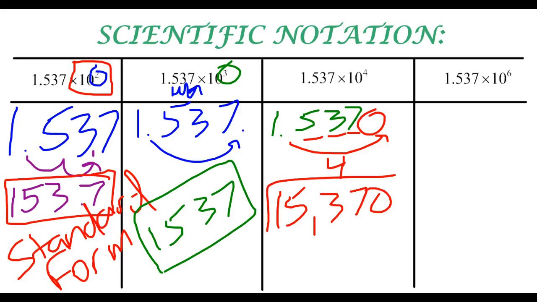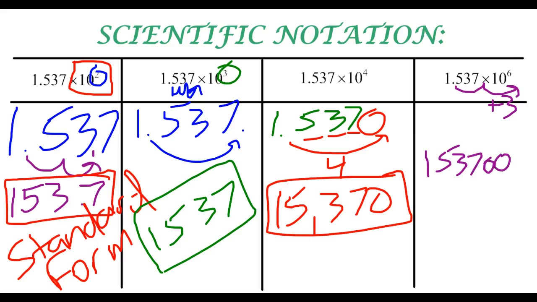15,370. And now if we move it 6 places for our last one, we have 3 places for the digits we see, and we need an extra 3 places. So we add an extra 3 zeros to get 1,537,000. So as you can see, scientific notation can start with the same decimal, and then based on the number that is your exponent for 10, we can represent a whole array of large numbers, and we can do that in a fairly condensed form.